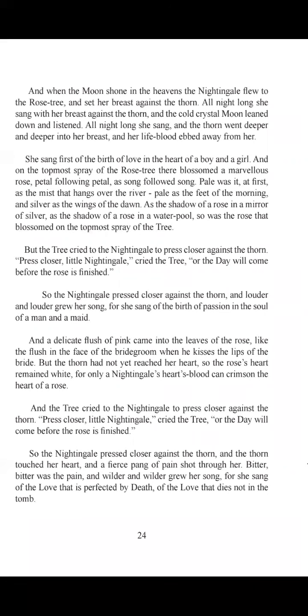But the thorn had not yet reached her heart; the thorn still hasn't gone deeper into the heart. So the rose's heart remained white, a little whitish, pinkish. It's not exactly red. For only a nightingale's heart's blood can crimson the heart of a rose. That crimson red should come to make the red rose a very beautiful crimson red one.